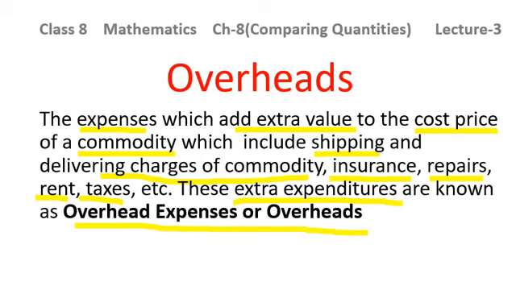So the expenses which add extra value to the cost price of a commodity, which include shipping, delivery charges of the commodity, insurance, repairs, rent, taxes, etc. These extra expenditures are known as overhead expenses or overheads only.